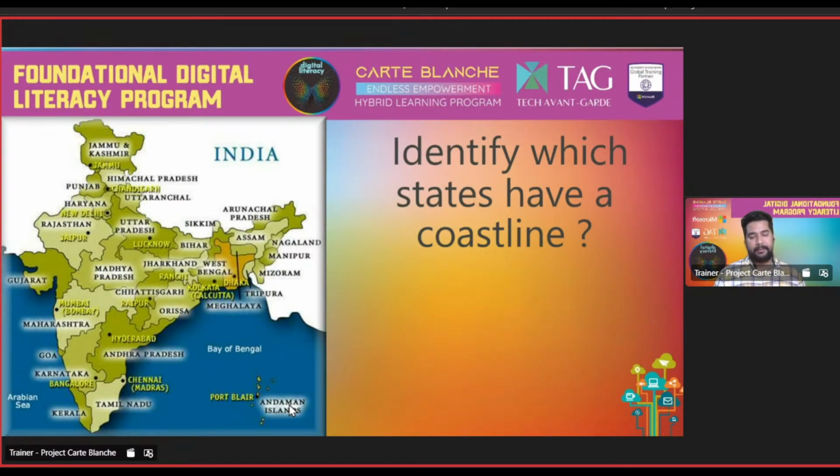Now, I just wanted to give you a small challenge. Without any preamble, I want to put a question in front of you. Identify which states in India have a coastline, which are connected to the ocean. Which all states are there?